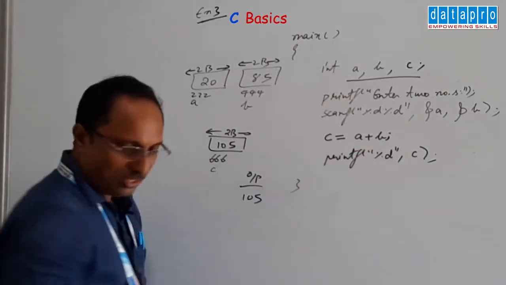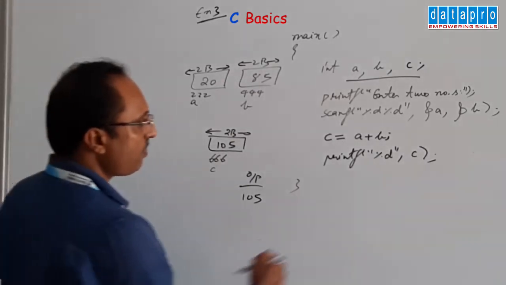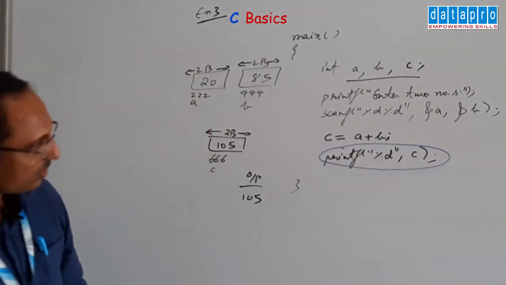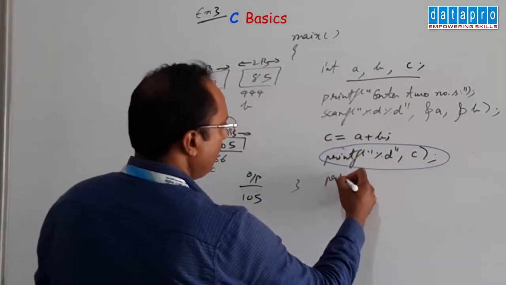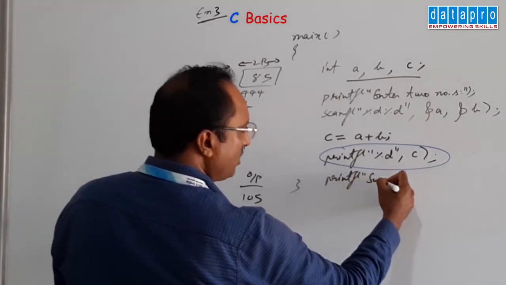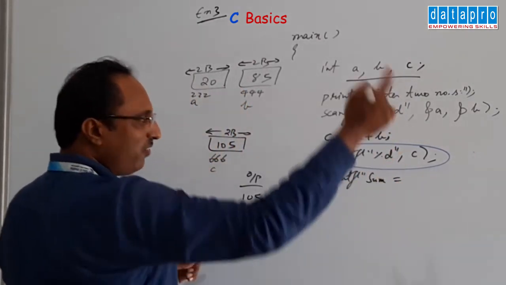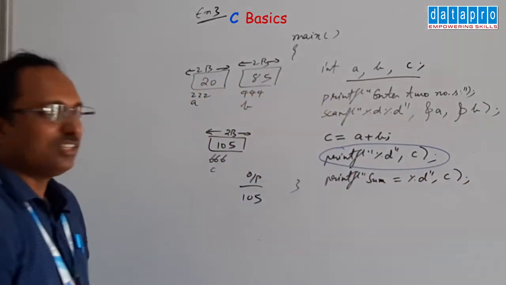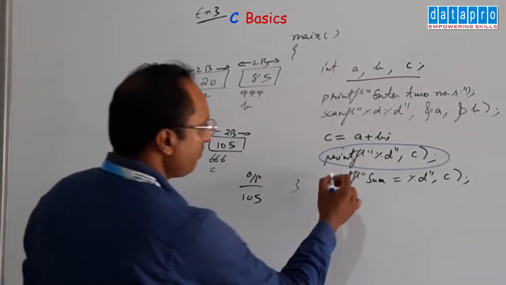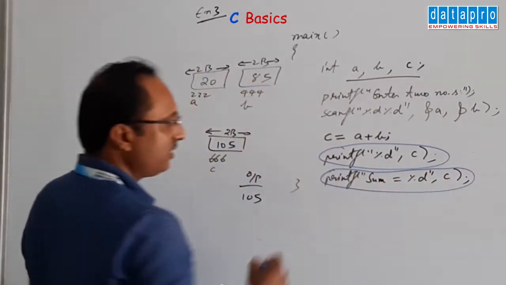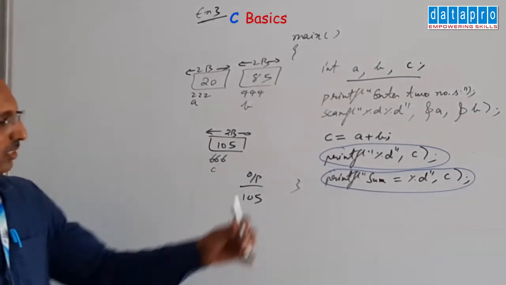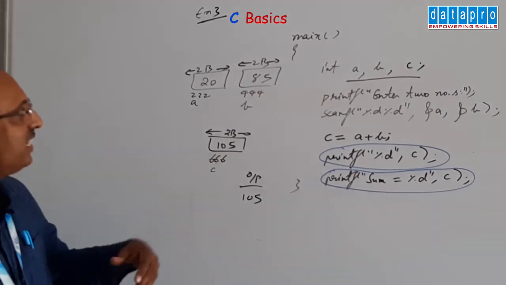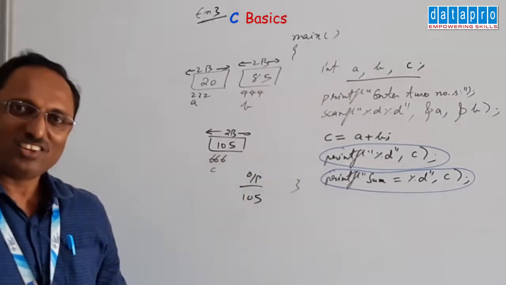For that, what you have to do? In place of this statement, we have to say printf. We want sum equal to, then what is the value in C? In %d, C. So this is the better way, sum equal to. But what if we want to tell the user sum of 20 and 85 is equal to 105? That also I will show.